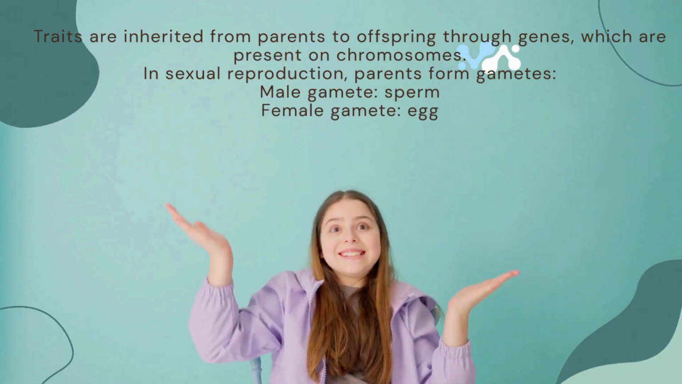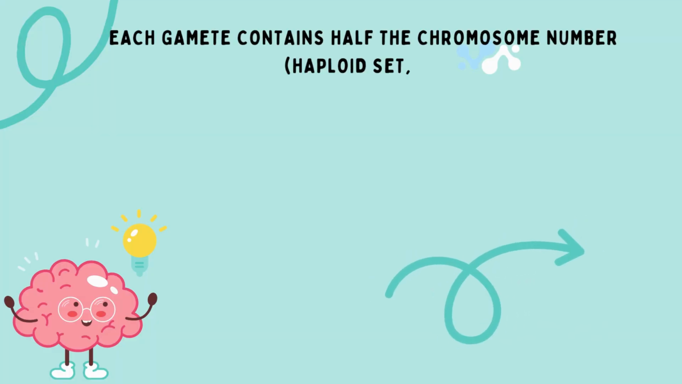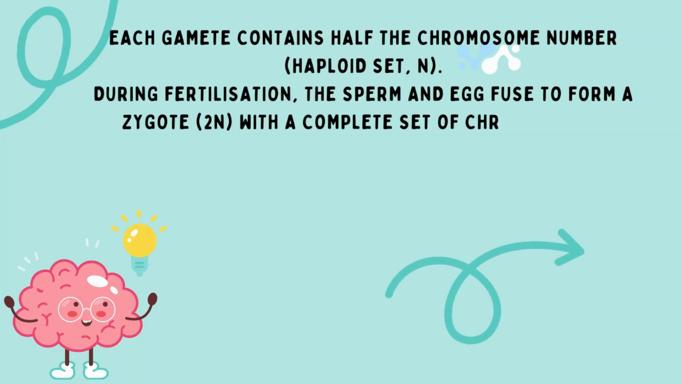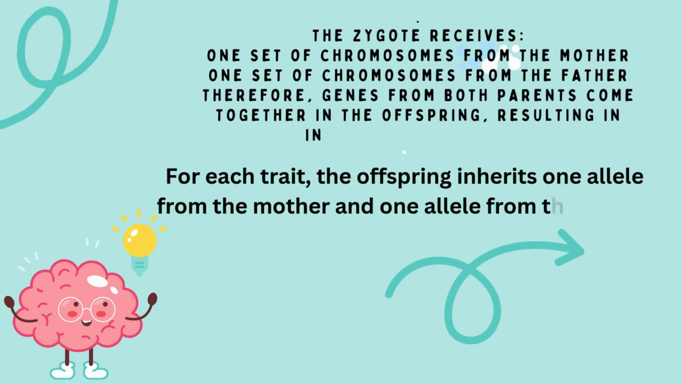Parents produce gametes, male gamete sperm and female gamete egg. Each gamete has a half set of chromosomes. At the time of fertilization, both combine to form a zygote, and the child receives genes from both parents.